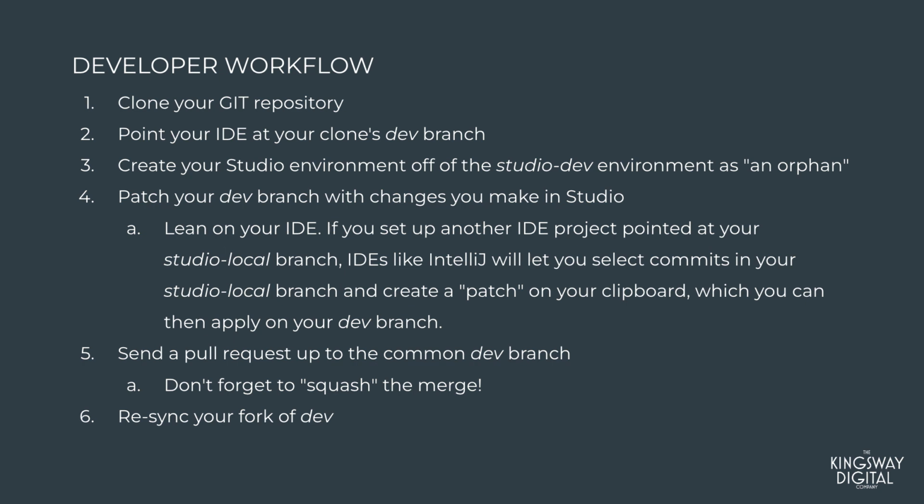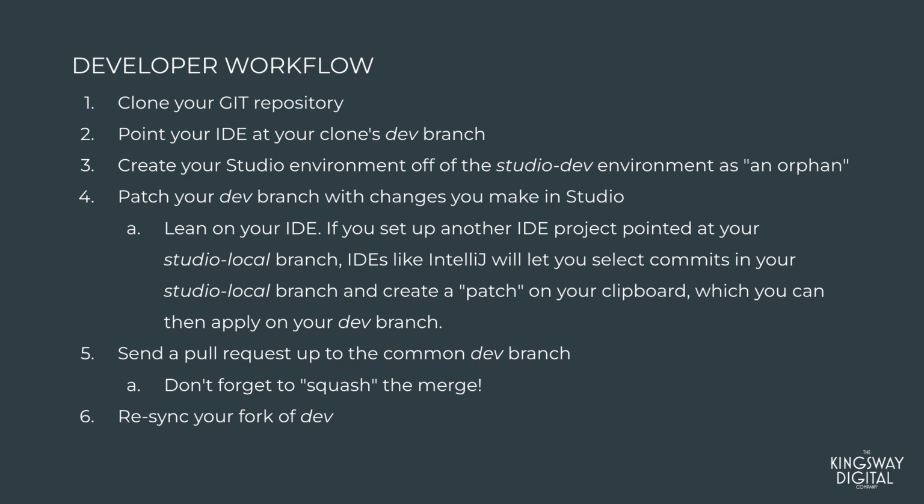But we want to do that as an orphan. So you're going to point your IDE at the main dev branch, and you're going to create a studio environment off of the studio dev branch of your system. Once you've completed your pull request and that's been approved, you can then resync your fork or your local branch to pull content and the latest code that you and your colleagues may have worked on into the main system.